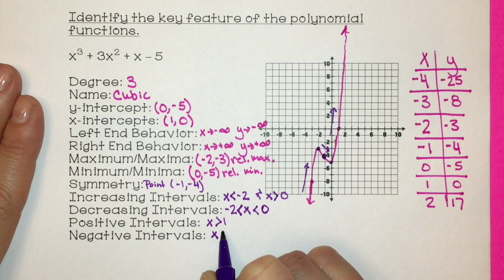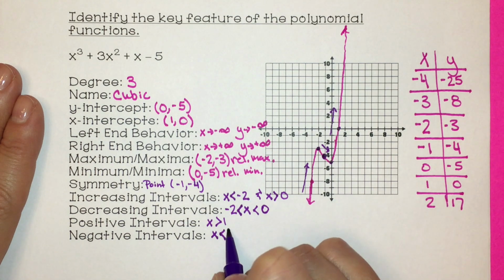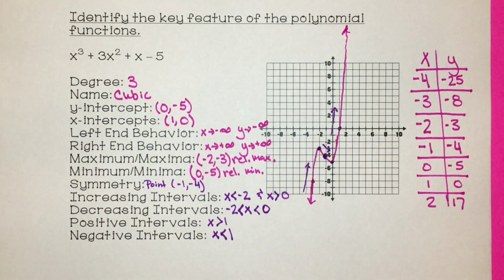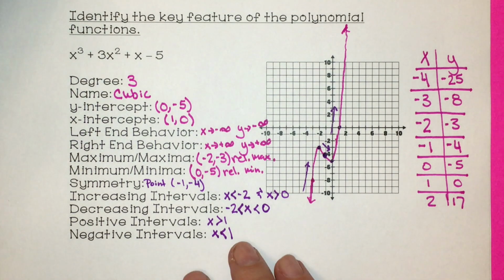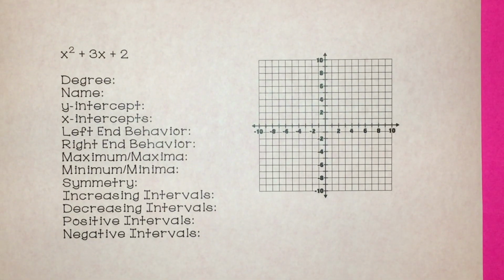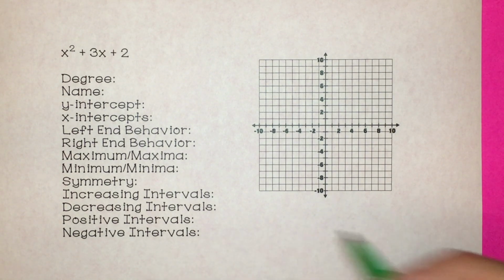So that's where x is less than 1, which would be everything below the x-axis. Okay, hopefully you understood that. I'm going to have you try to do one problem. We'll go through the answers after you've attempted it. So we have x to the second power plus 3x plus 2. All right, hopefully you're able to work this one out.